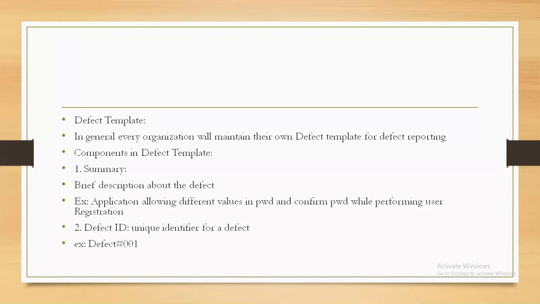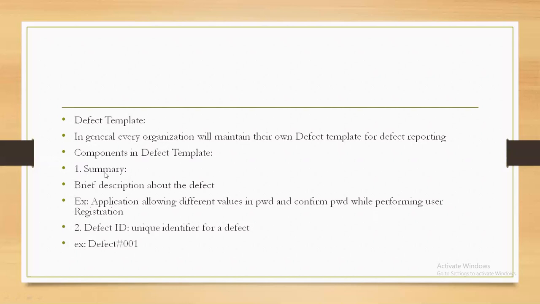Why are these kinds of templates maintained in an organization? Because different testers are going to work on a project. If they provide the defects in their own preferred format, there won't be any consistency. In order to get consistency in defect reporting, generally the QA team prepares the templates. This is one of the templates which we are going to use for defect reporting. What are the components in this defect template?